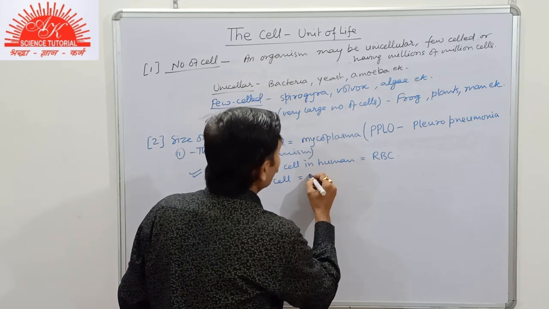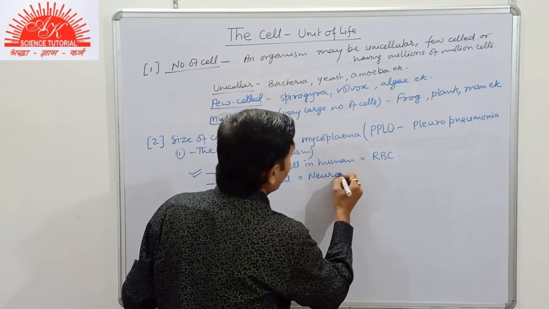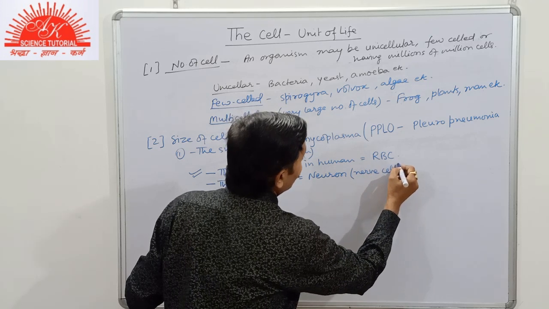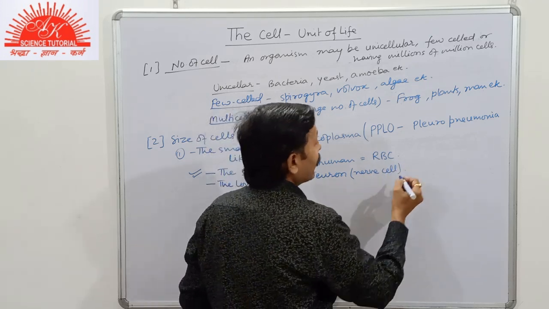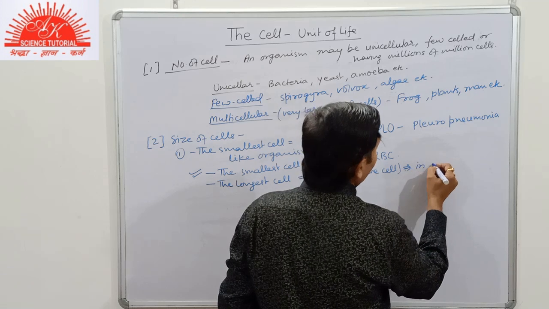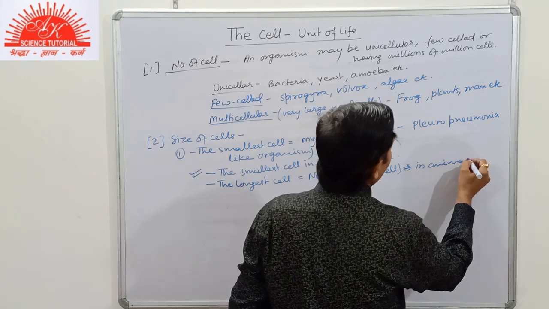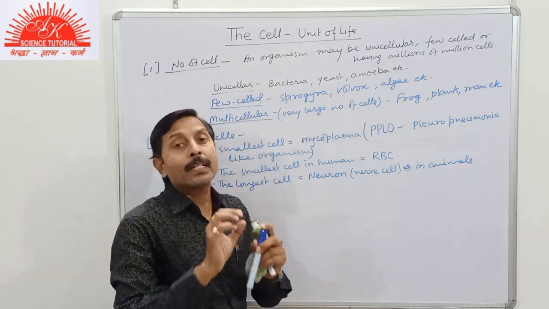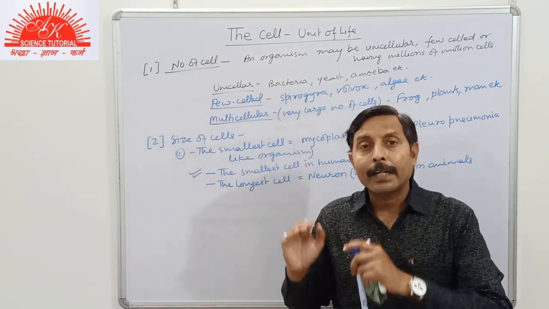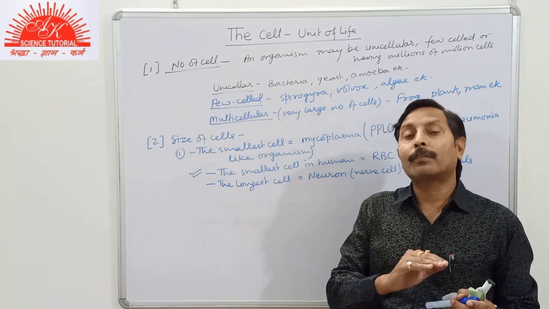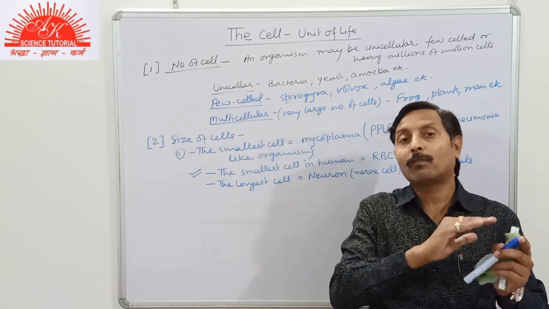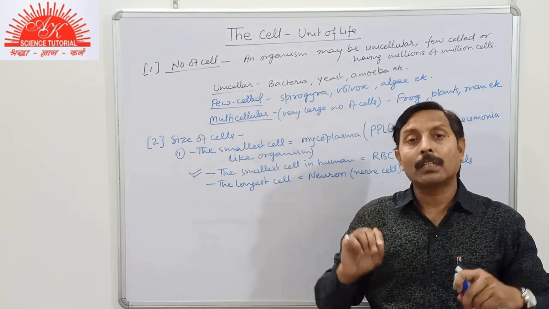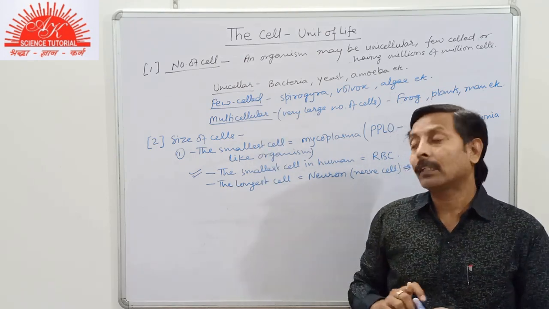Now here you see again, the longest cell is the neuron or nerve cell. It is found in animals only, not in plants. It is the longest cell. It is meant for transmission of nerve impulse, transmission of information, messages from one part of the body to another part. It is branched, distributing in larger area.